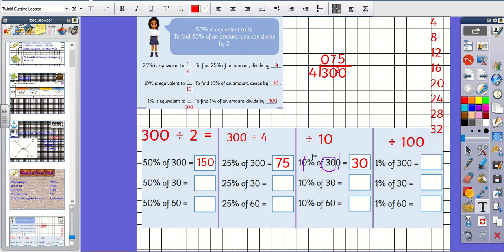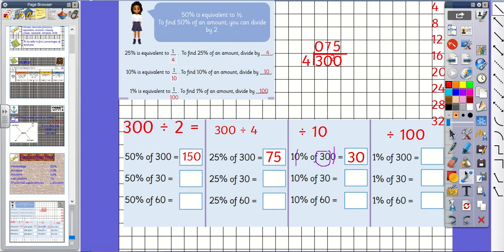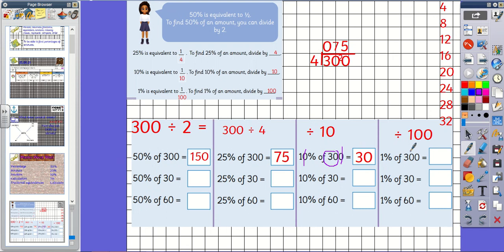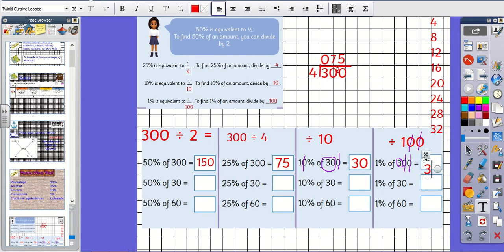Now again, it's very similar to our dividing by 10. If your number has got zeros on the end, we can cancel out those zeros. So if we divide by 100, we are getting rid of those 2 zeros. We're cancelling those 2 zeros out like that. So my answer would be 3.